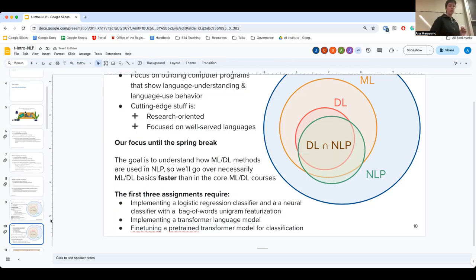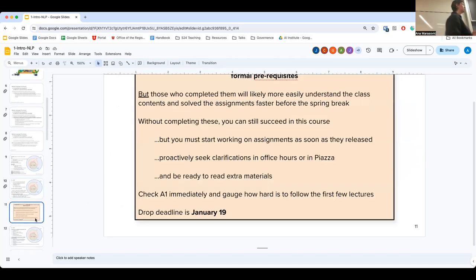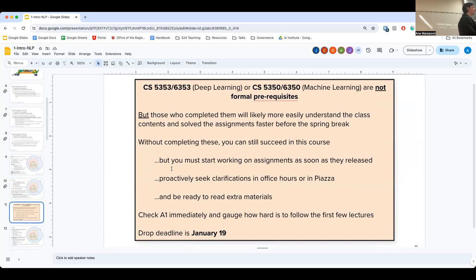So I want to give a little bit of warning here, and I do not mean to discourage anyone from taking this course. The formal prerequisites are not deep learning and machine learning. And as I said, I will go over the things you need to succeed in this course. However, I'm going to be honest in saying that those who have taken these courses will follow along quicker, and they will probably solve the assignments faster. Again, that doesn't mean that if you have not taken these courses, you will not succeed in this class. It just means that you will need to start working on your assignments as soon as they are released. You will need to be proactive about seeking clarifications in Piazza, office hours, or from me whenever you need me. And you will maybe need to be ready to read some extra materials.